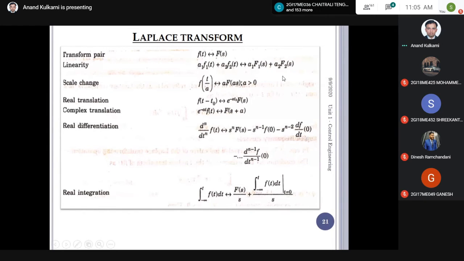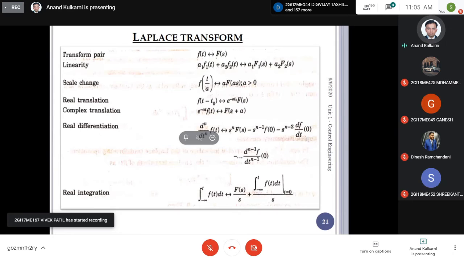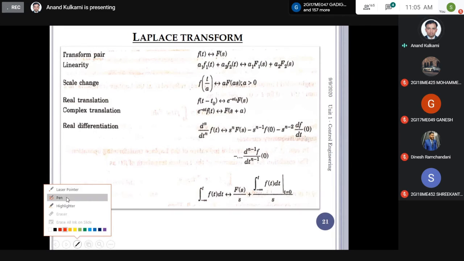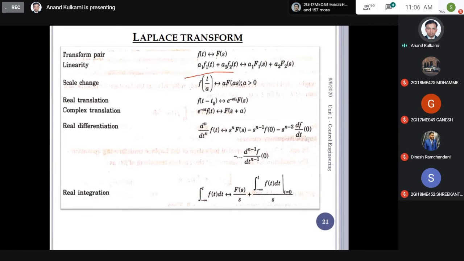So this is called the linearity property. Any constant multiplying the function will not change after taking a Laplace transform. Only the function will change from f of t to capital F of s. Then there is the scale change operation. The Laplace transform of f of t upon a, where instead of t it is t upon a and a is a constant, becomes a times F of as, not F of s alone. So it becomes a into F of as, as you can see here.